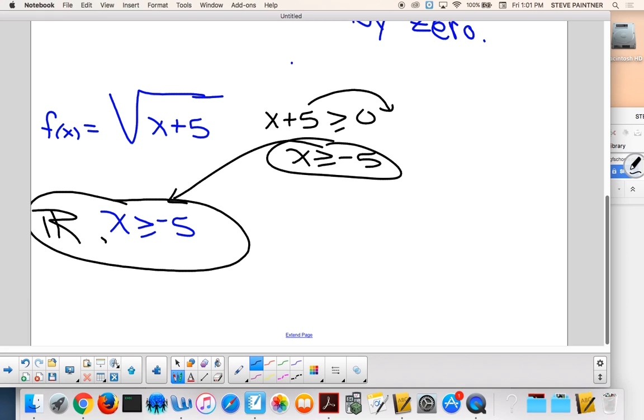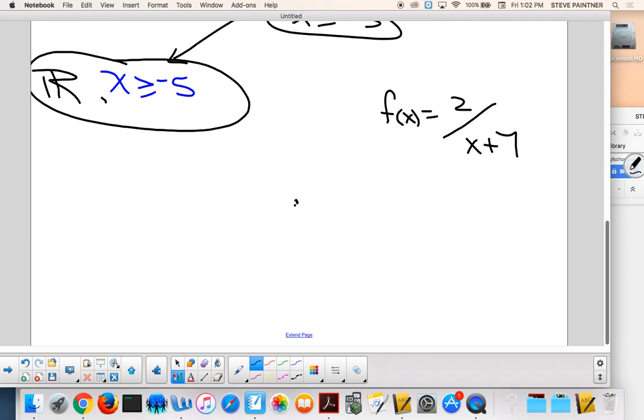That's a good indicator of what's coming. The other one would be this one. F of x equals 2 over x plus 7. All of those unless x is -7. What'd you say? All of those unless x is equal to -7. He says all real numbers, but x cannot equal what number? -7.